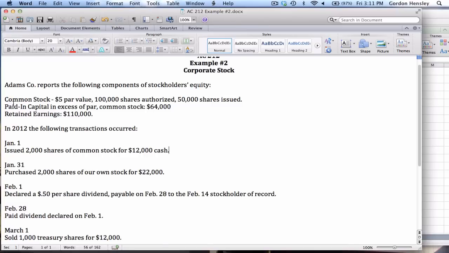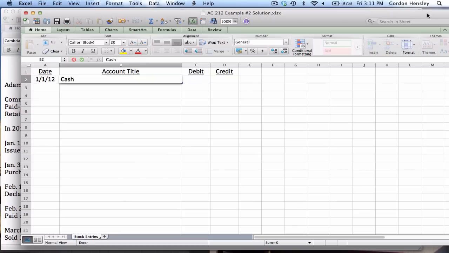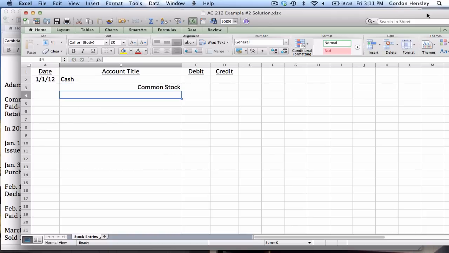Now, the very first transaction occurs on January 1st. They're going to issue 2,000 shares of common stock for $12,000 cash. So this will be on January the 1st. Now, if they're going to issue this stock and sell it for cash, then we need to debit cash because that's an asset that needs to be increased. And at the same time, we're issuing common stock. Now, that's going to be a credit because remember, on our capital components, they are credit positive.